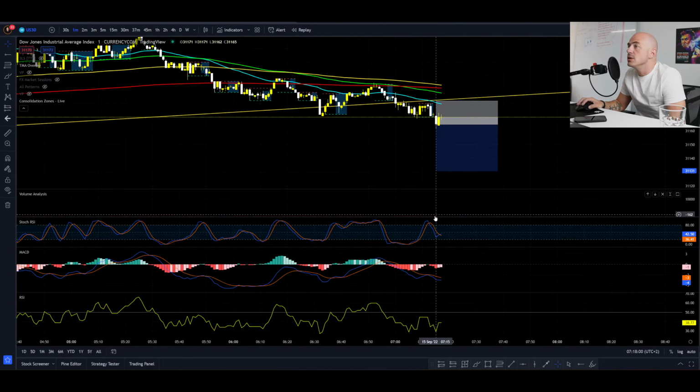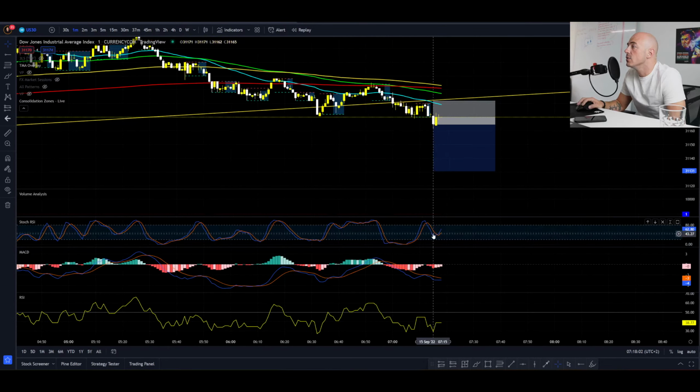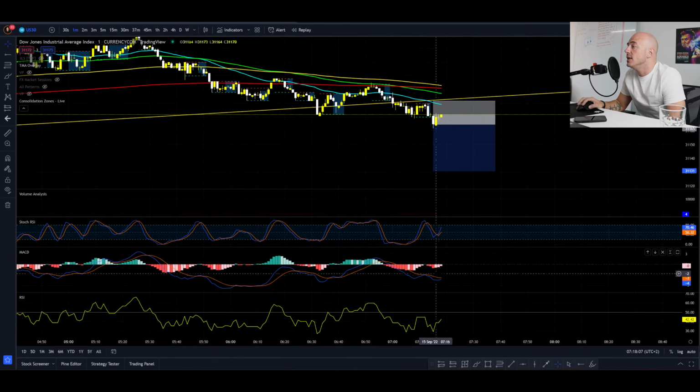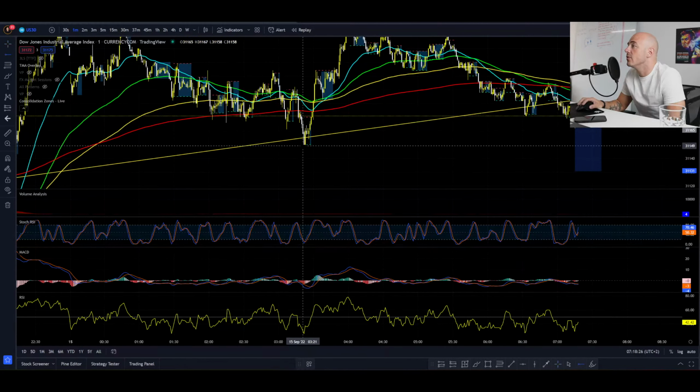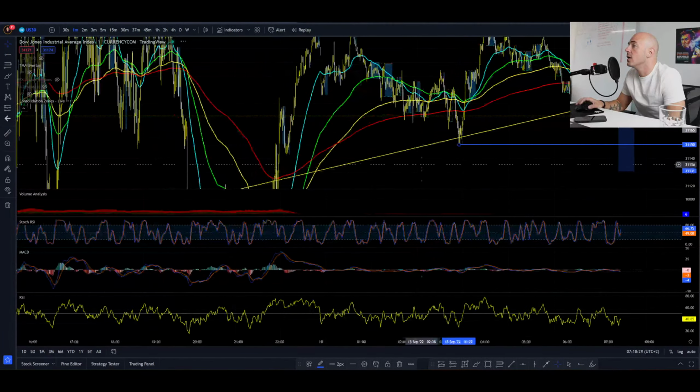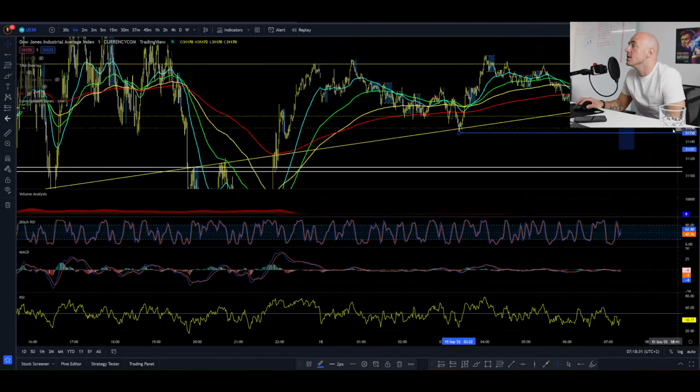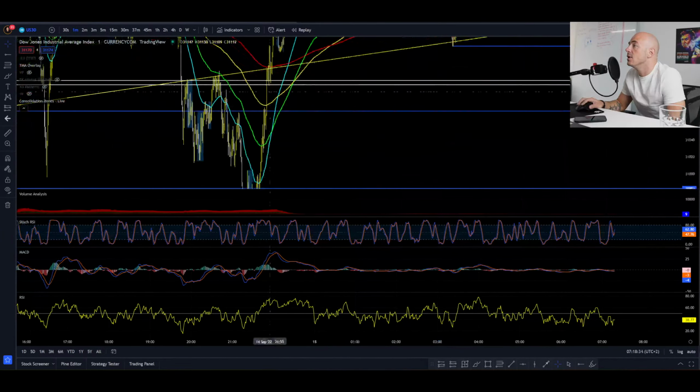Other confluences. Stochastic was going down, but is now crossing up. MACD is red, RSI in the oversold area. Looking left. Yeah, that's the only price target looking left, versus all of this stuff down here.